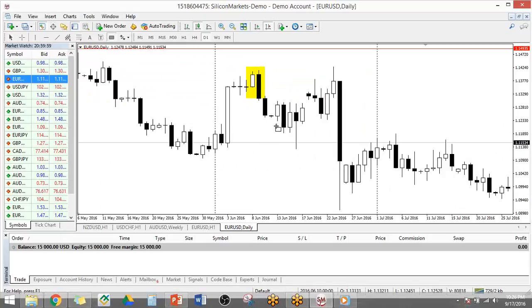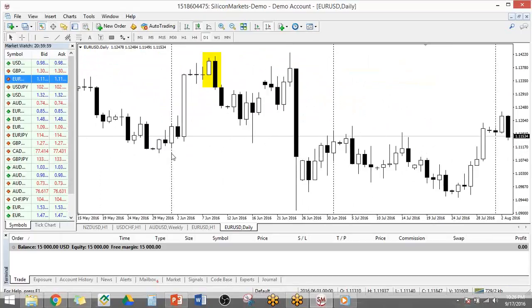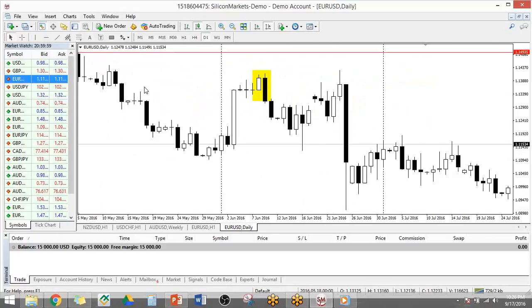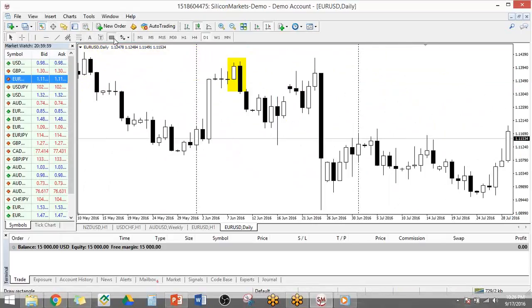Sometimes it doesn't always work. Okay? So it also has to fall under a significant level. Okay, if it's at a support or resistance and you have an engulfing candle there, that's a good time to take it. If it's in the middle of nowhere, just like this one, okay, you have an engulfing candle here, a bullish engulfing candle.